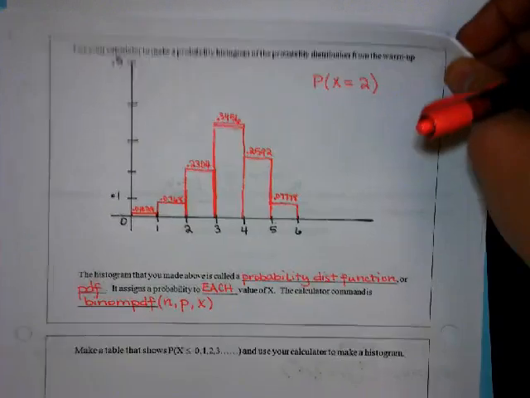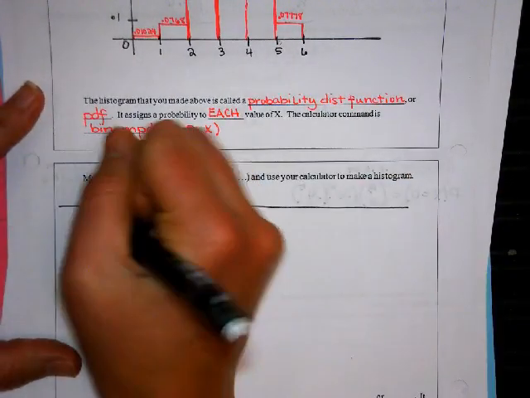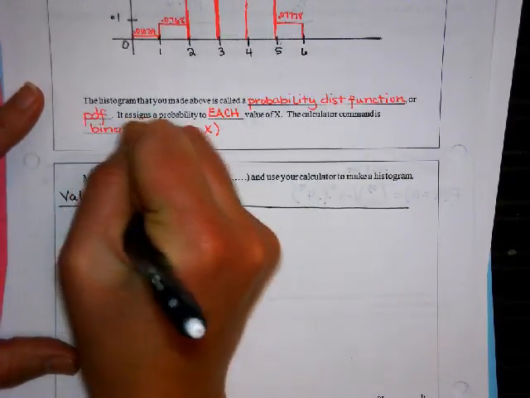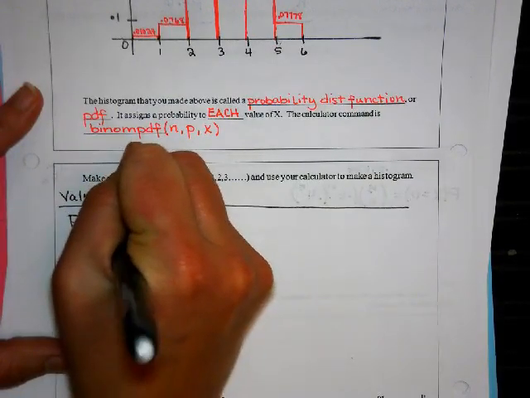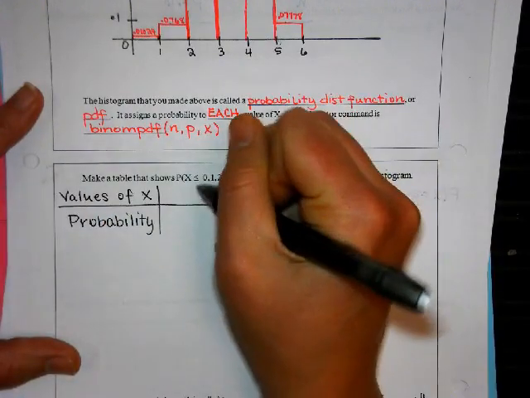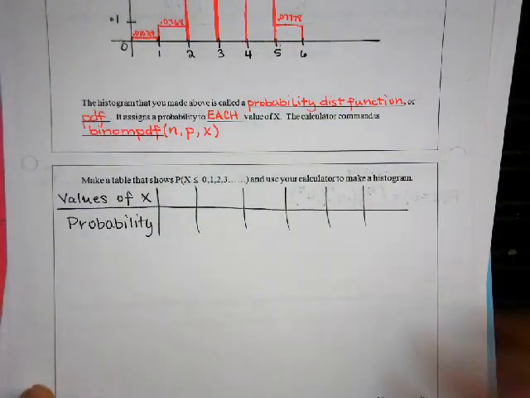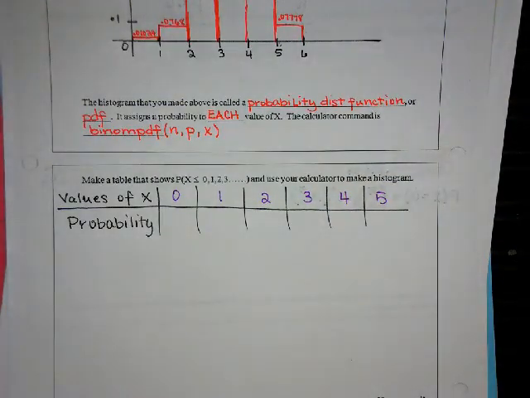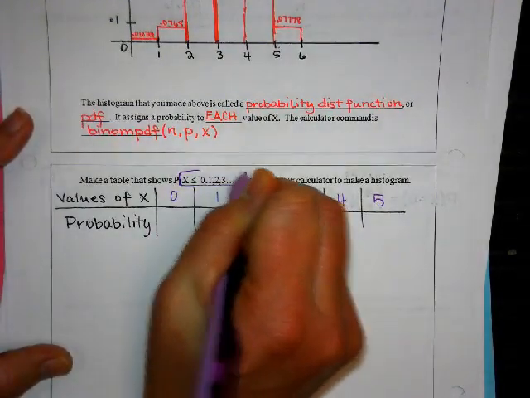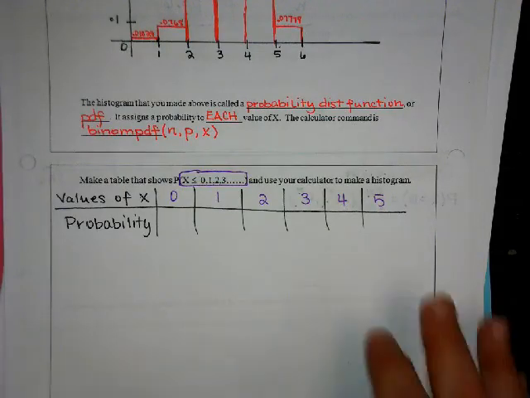First thing we're going to do is make a table and a histogram. So we're looking at the values of X still, just like in the warm-up, and the probabilities. The values of X are not going to change. The guy's still taking 5 free throws, so he can make 0 through 5. I'm going to use a different color this time. 0, 1, 2, 3, 4, 5. Now, we are going to look at X is less than or equal to a certain number. So I want to find the probability that the guy makes 0 or less free throws. Well, there is nothing less than 0, so the probability that he makes 0 or less is still just the probability of 0.